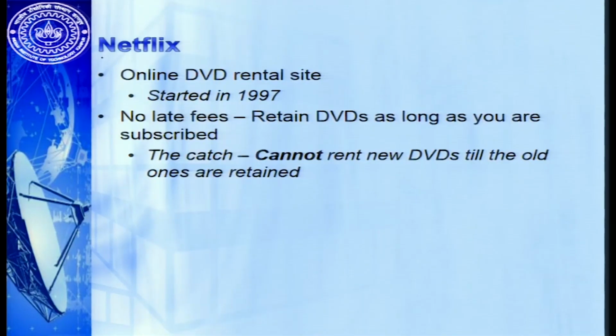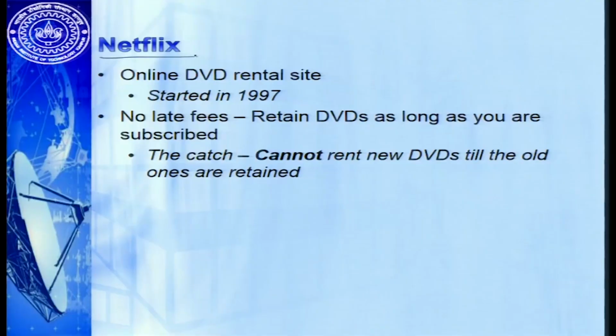Now coming to our original problem, recommender systems are everywhere. If you go to any e-commerce website, any video website and so on, recommender systems are everywhere. One particularly interesting application that we are going to talk about is that of Netflix. Netflix is an online DVD rental site, started in 1997.